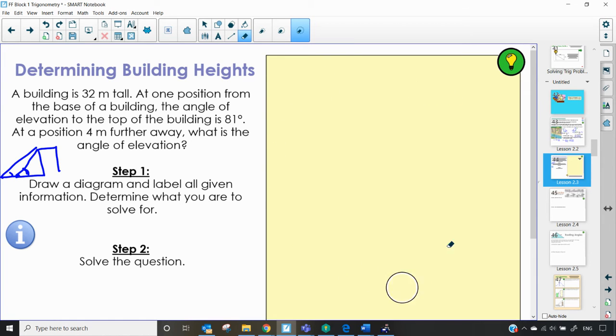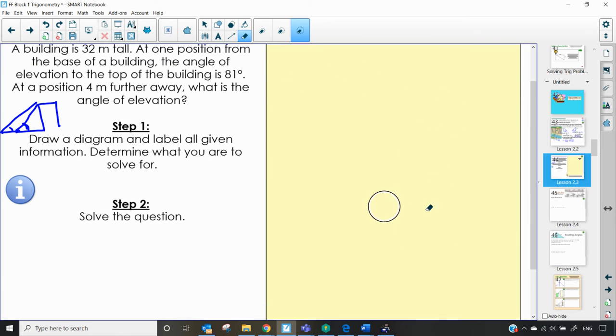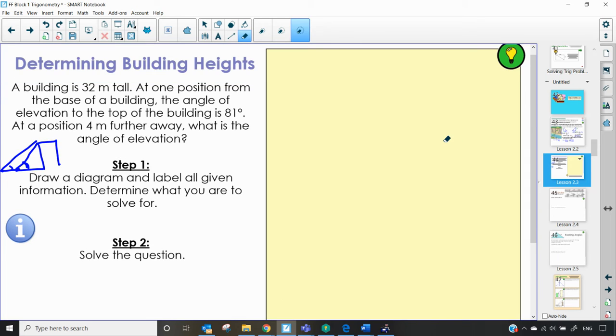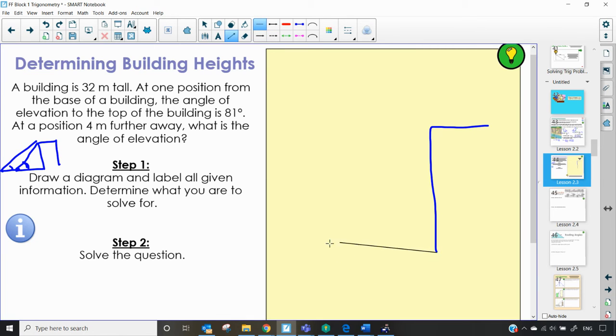This would be a question where you'd be expected to draw your diagram. Looks like the erasing isn't working, so I will just draw it out. So we're going to have our diagram. We're going to have our building. Now, looking up from a certain point here, we've got our horizontal line here. From a certain point, we're going to look up to the top of the building, and that angle is going to be 81 degrees. And then walking 4 meters away, we're also going to look up to the top of that building. We're trying to find that angle.